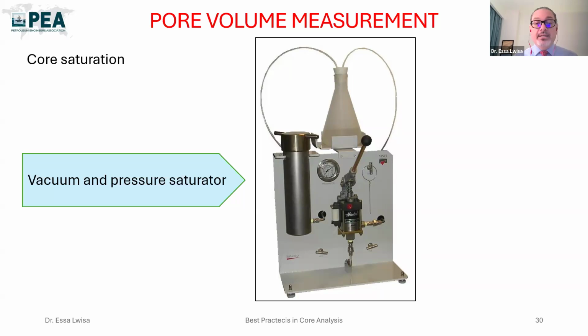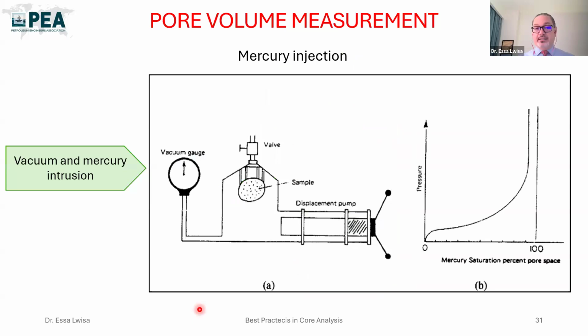Okay. Now the next one here is the mercury. Here is the mercury pump. We use that mercury pump to obtain the bulk volume and the pore volume also. So the mercury pump also will be connected to a vacuum pump.